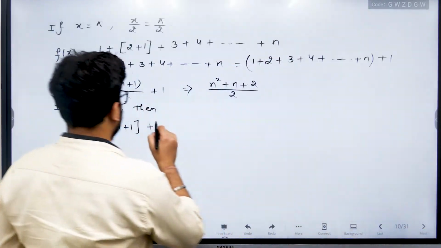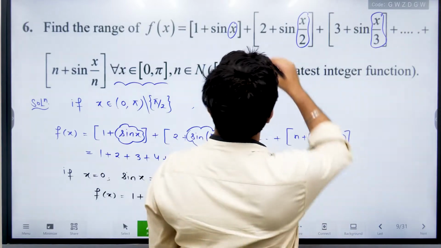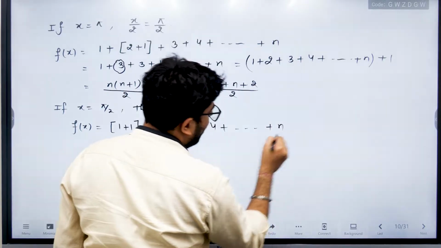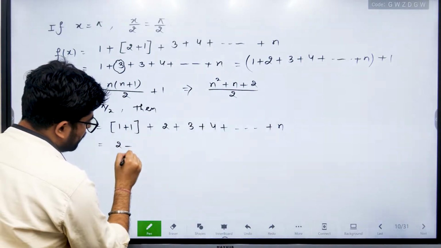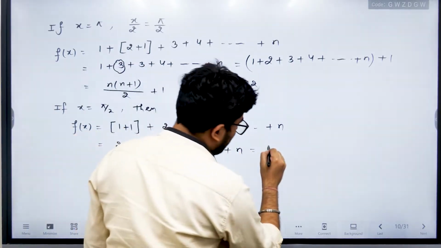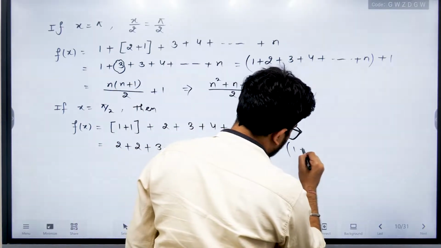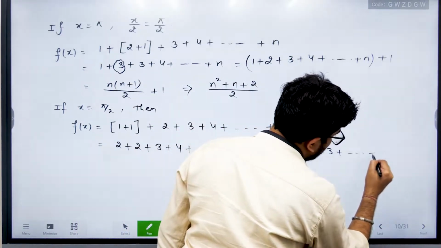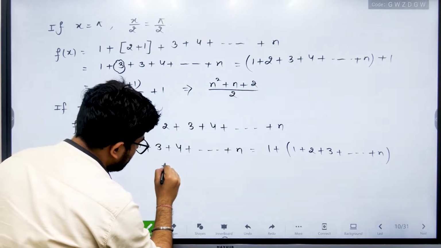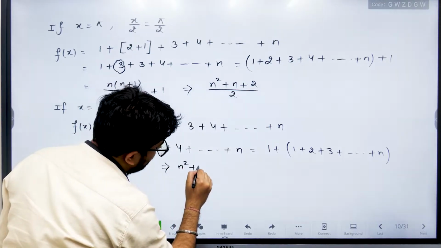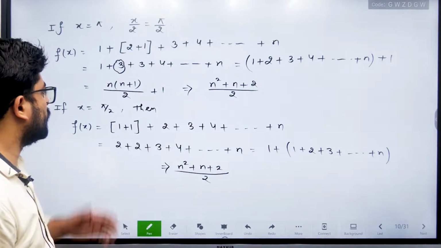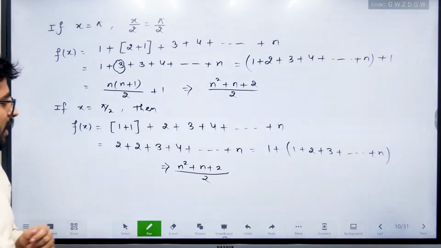So you can say these things are 2 as it is. Yes, 2. Similarly 3, 4 and till n. Okay, so this thing is 2 plus 3 plus 4 plus till n, so this can be written again as 1 plus 2 plus 3 plus till n. When you simplify, you get the same thing: n square plus n plus 2 divided by 2. Okay, and n(n plus 1)/2 plus 1 is n square plus n plus 2 by 2.